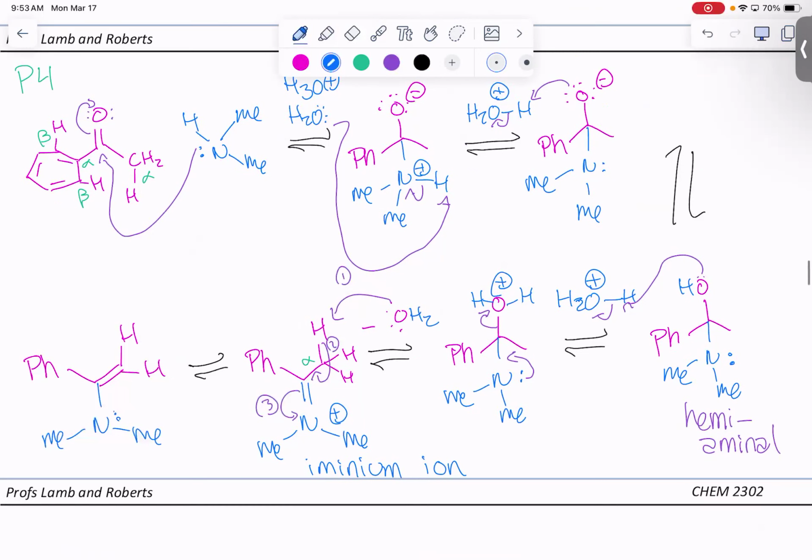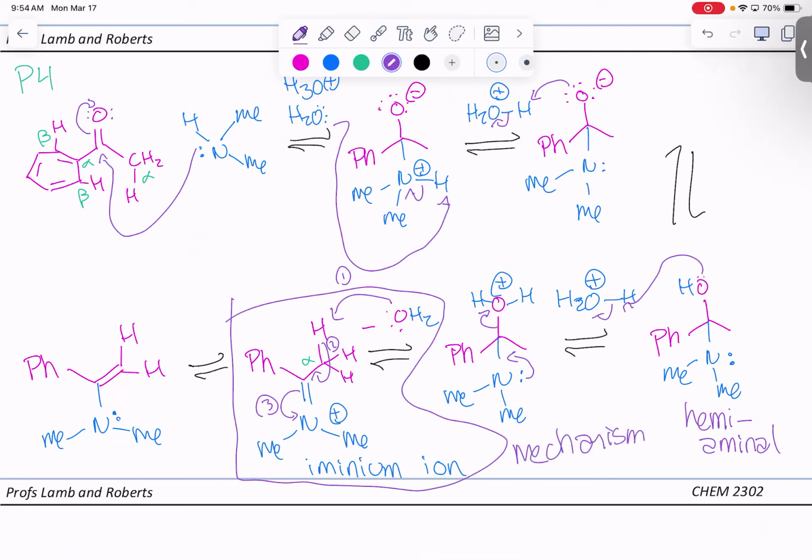So this is where the mechanism differs. It's just at this key step that the mechanism is different. They're basically the same, but we have no positively charged NH.